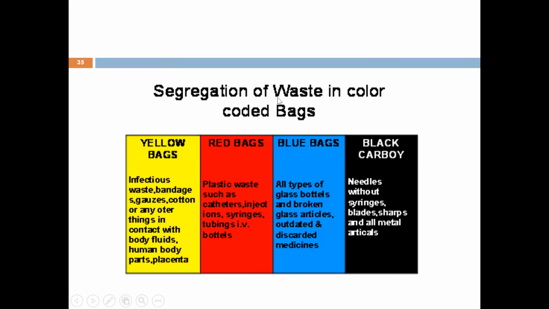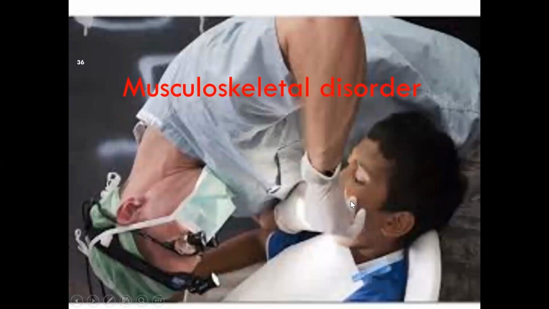Segregation of waste in the color coded bags. These are the color coded bags: yellow, red, blue, and black. In yellow bags, infectious waste such as bandages, gauze, cotton, or any other things in contact with body fluids, human body parts, and placenta are disposed. In red bags, plastic waste such as catheters, intravenous sets, syringes, tubings, and IV bottles are disposed. Blue bags take all types of glass bottles and broken glass articles, outdated and discarded medicines. In black bags or cardboard, needles without syringes, blades, sharps, and all metal articles are disposed.